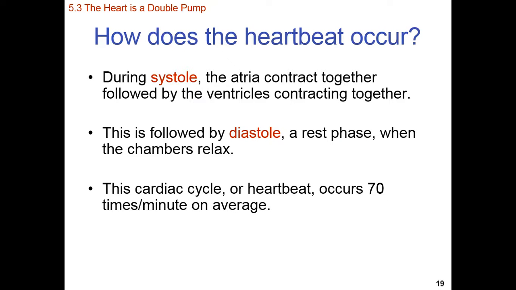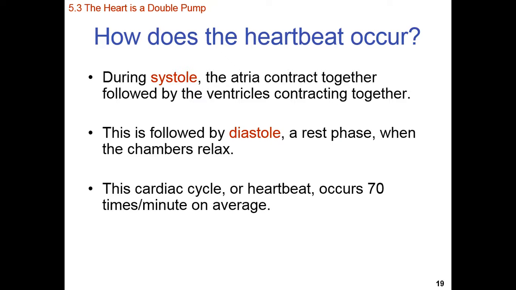Now, as our heart is beating, there'll be a contraction phase and a relaxation phase. During the contraction phase, the atria or ventricles will be in systole. So ventricular systole is when the ventricles are contracting. During atrial systole, the atria are contracting. And then diastole is rest, when the specific chamber is resting.